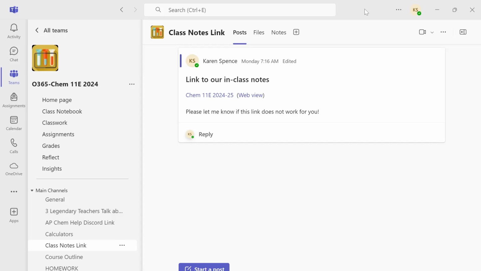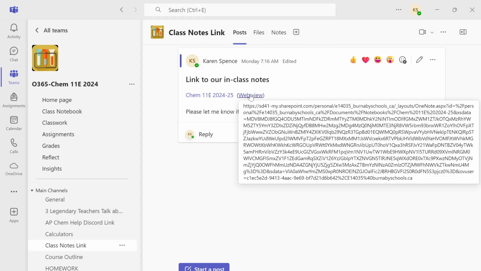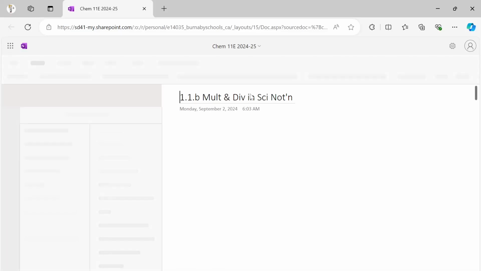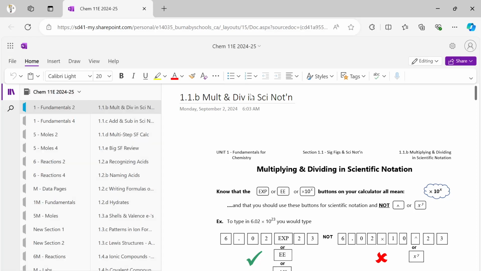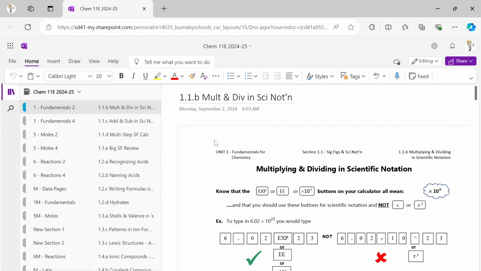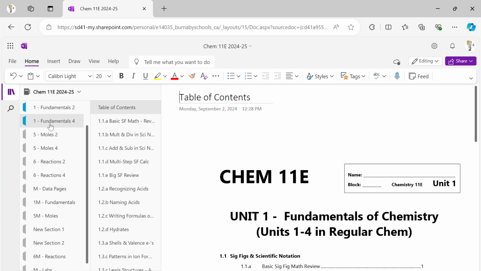So should you miss a class, one thing that you can do is you can go to our class notes. You can go to WebView. If you have OneNote downloaded, you can download it to OneNote. But here is Chem 11, and we are in the fundamentals, and it says 2, so that'll include the notes that I've done with period 2. Fundamentals 4, you guys are period 4, so that'll be stuff I've written with you. They should be approximately the same though, okay?